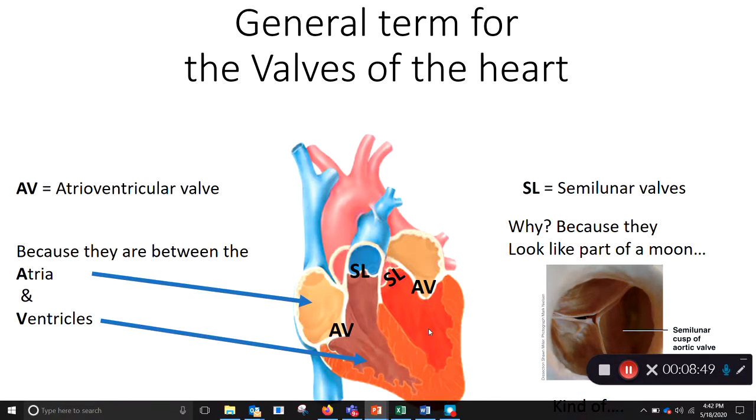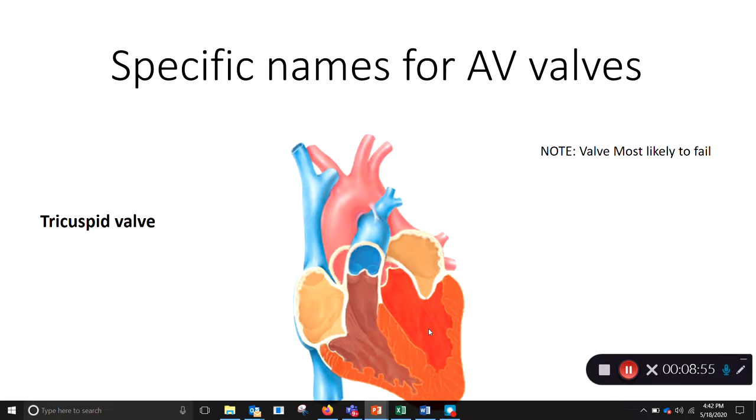Now, how, pray tell, do we make certain that the AV valve actually does what it's supposed to do? If you take a close look, you'll notice that the one on the right has 3 flaps to it. These 3 flaps, you're going to notice in a little while, are attached to cords, which are attached to a muscle.